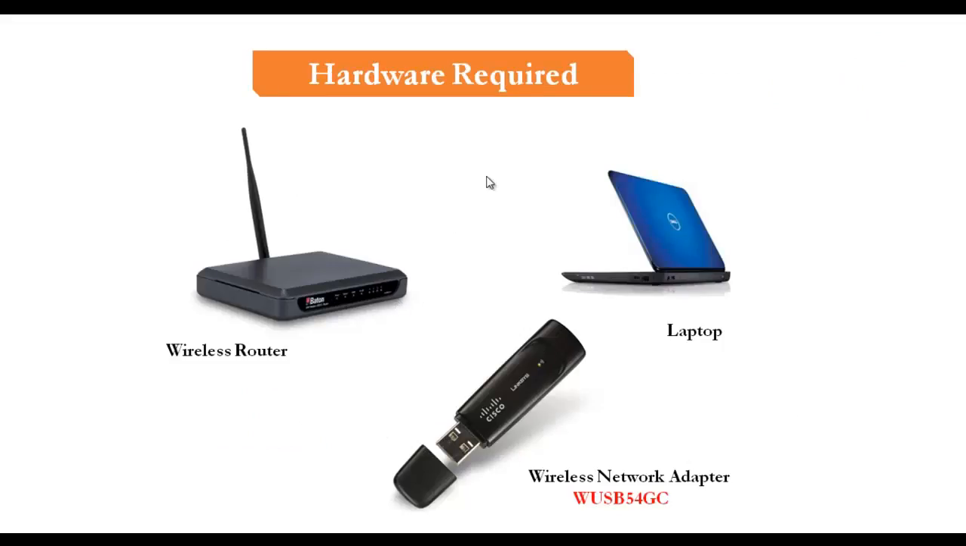These are the hardware we are going to use in this particular video to practice the things that we are going to do in the next couple of minutes. You need to have this hardware: any Wi-Fi router, I'm using iBall Baton, any laptop, and a wireless network adapter. In my case, I'm using WUSB54GC, which is of Cisco, and it is compatible with the BackTrack 5 operating system. So I'm just using this wireless network adapter.